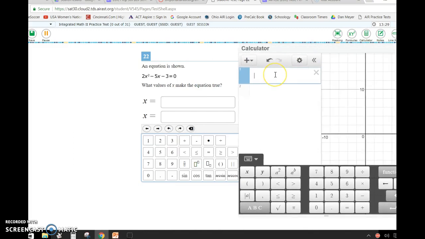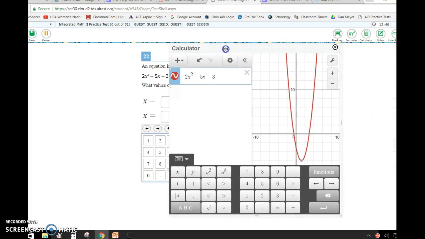I'm going to type in the quadratic. So 2x, and then I need to look for the squared button down here. Squared minus 5x minus 3. Notice that as I am typing the quadratic in, it is graphing it for me on the side. So now I can slide this over, and if you notice, it does cross the x-axis twice.